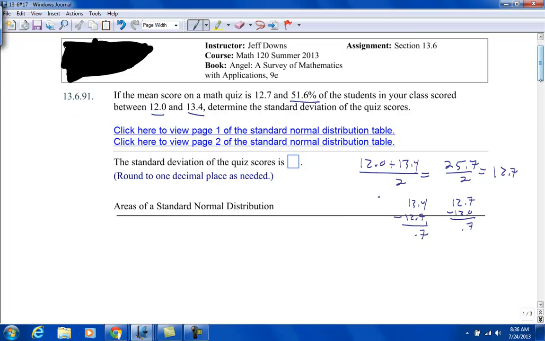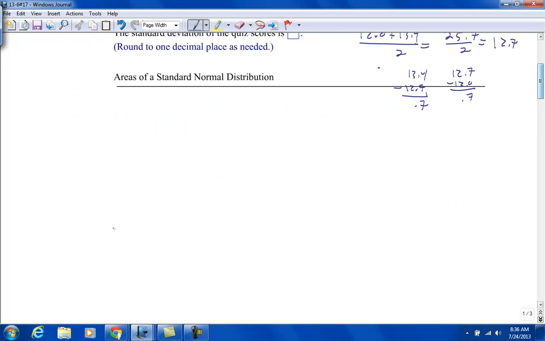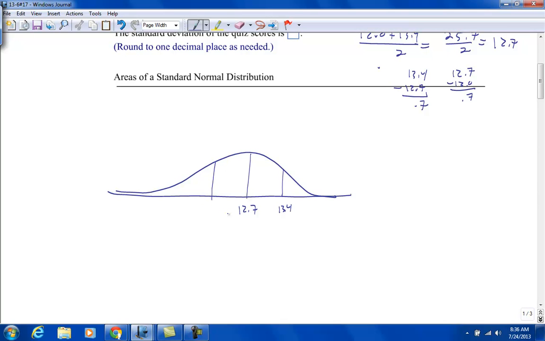So what does that show me? Now this one might be a little more confusing. It's the same exact process, but we have so many decimals, it might be confusing for people. 12.7 is the mean. This value is 13.4. These are not z-scores. Remember, z-scores would not be like this. The z-score for the mean is 0. That's 12.0. So we have a distance down here of 0.7, distance up here of 0.7.